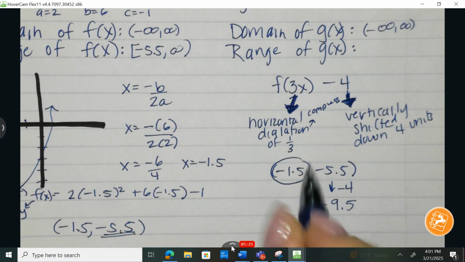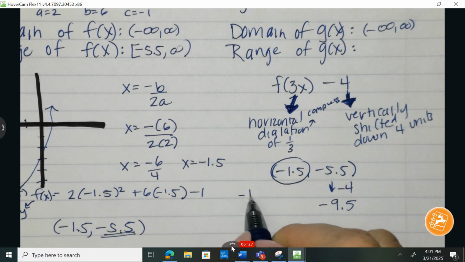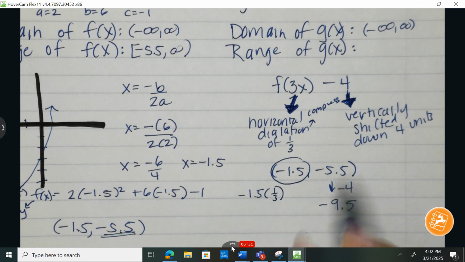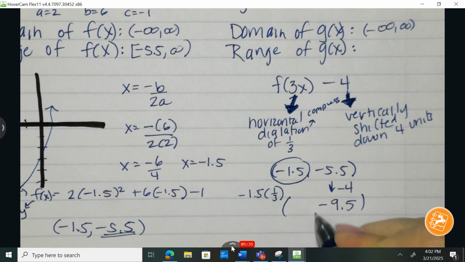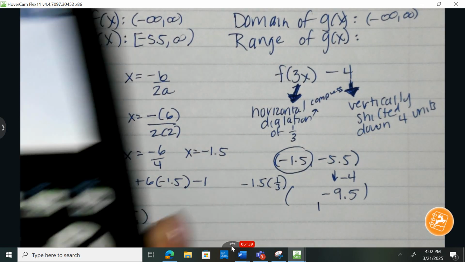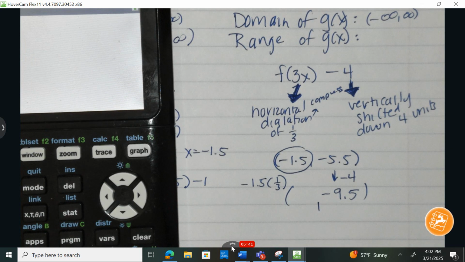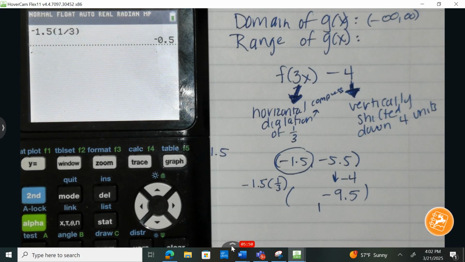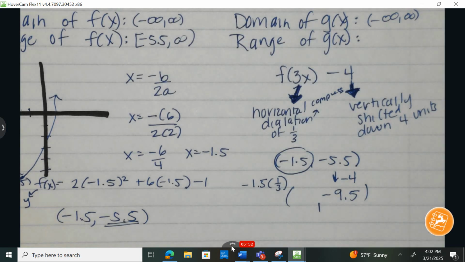So what we're going to do is take this value and multiply it by 1/3. So negative 1.5 times 1/3. And that will give us the transformed x-coordinate of the vertex of g of x. So feel free to grab your calculators. I'll do that right now. Negative 1.5, and really when we take it times 1/3, it's just dividing it by 3. That's the same thing, and if you want to put it in parentheses, you can. And you can see we end up with negative 0.5 or negative 1/2.